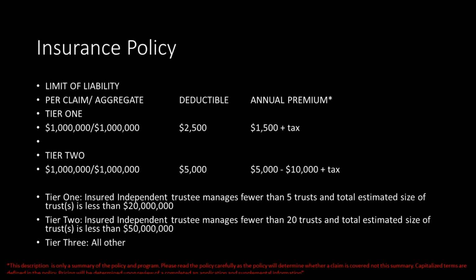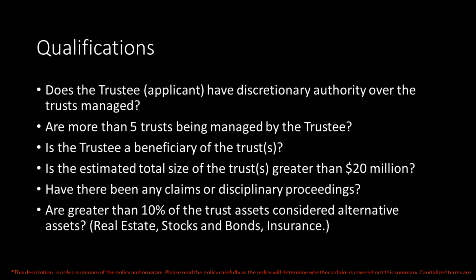And surplus lines tax is a minimal price that's required by state. Tier 2 would be an independent trustee that has fewer than 20 trusts and less than 50 million in assets. And the other requirements for that, I think it's on the next page if you want to go to the next slide. Yes. The other requirements is, does the trustee have discretionary authority over the trust managed? Well, if it's a traditional trust, we already know that you have discretionary authority.